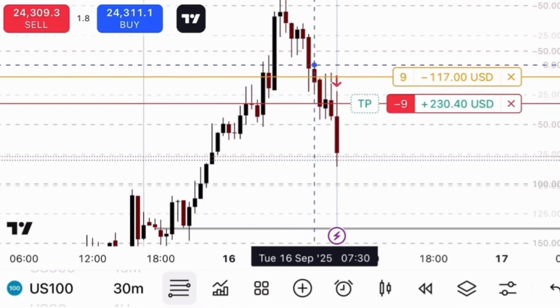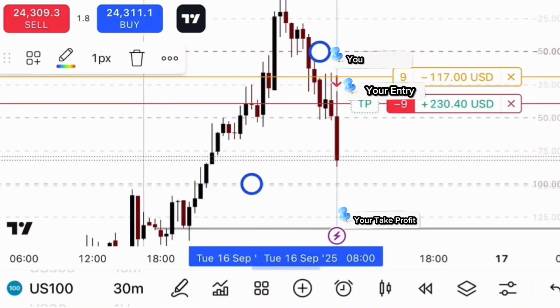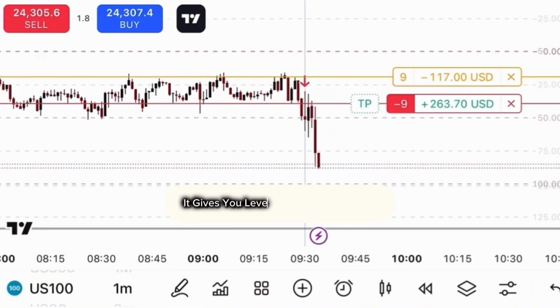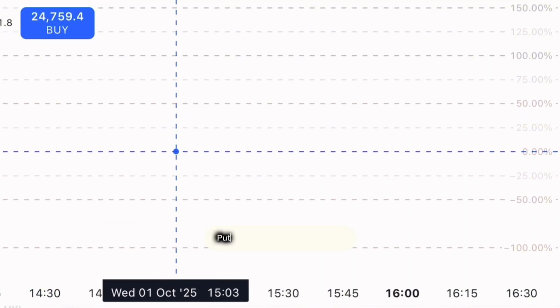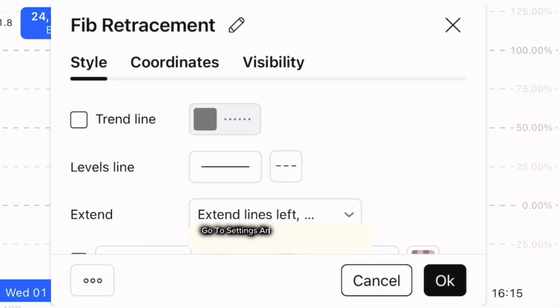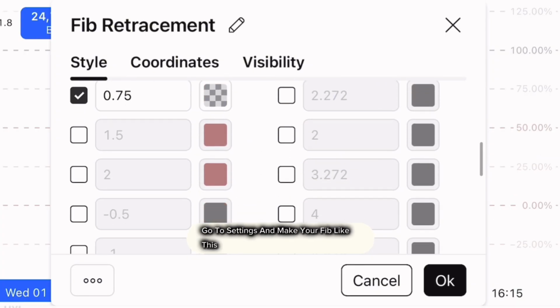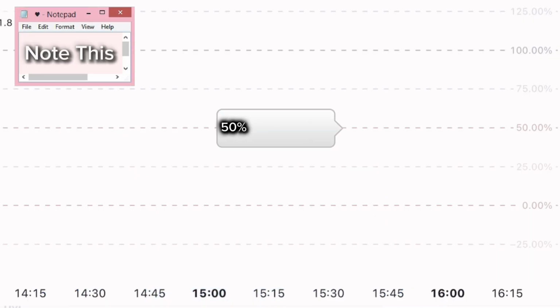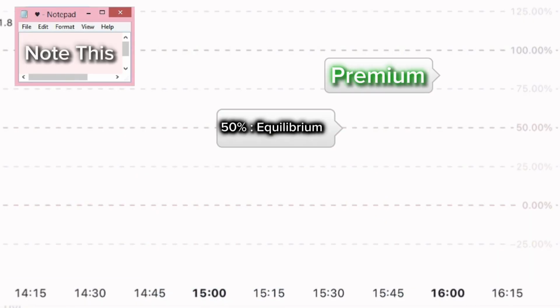So what can you do with it? Let's say you want to take a trade. Your entry, your take profit, your stop loss, all of them can be determined with this Fibonacci because it gives you levels that you can work with. So put a Fibonacci on your chart. Go to settings and make your fib levels like this with your own preferred colors. Now I want you to note this. The 50% is called the equilibrium. Anything above it is premium, and anything under it is discount.